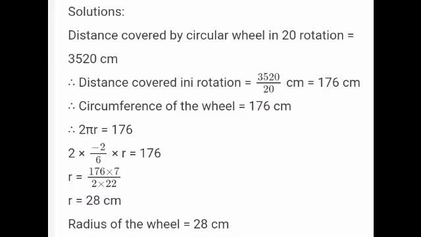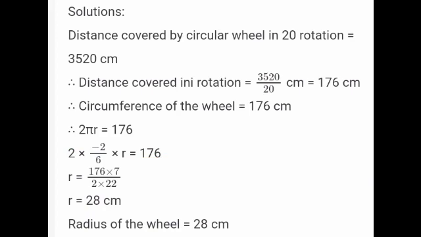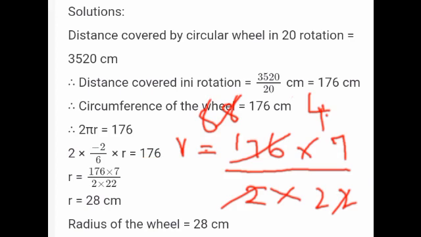The formula to find the circumference is what? 2 pi r equal to 176. Substitute the values: 2 into 22 by 7 into r equal to 176. We have to find the radius, so keep r on the left side and shift the remaining numbers to the right side. Therefore, r is equal to 176 into 7 divided by 2 into 22.